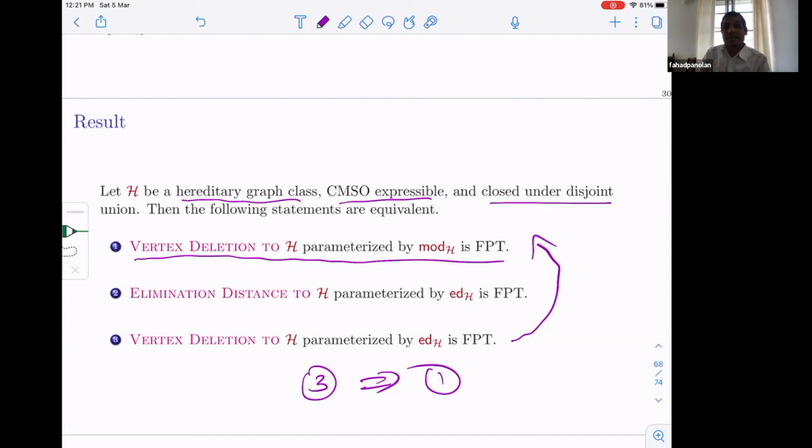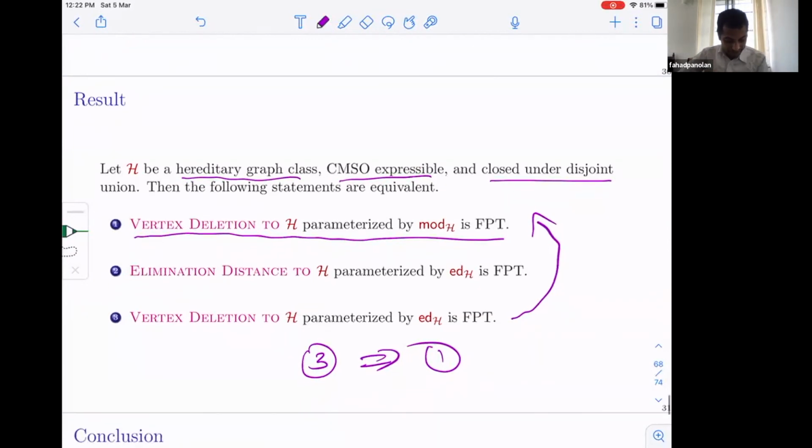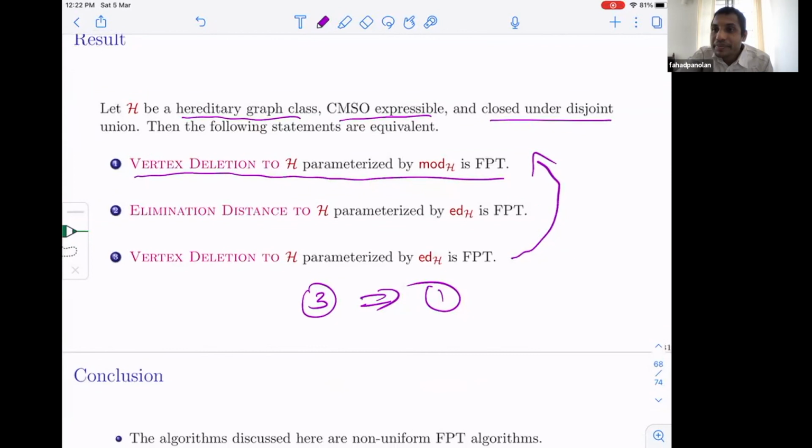So for a lot of various problems, you just need to prove that the plain vertex deletion version parameterized by the deletion set, the modulator, is FPT. And that will give you FPT for all other kinds of parameterizations. So in that sense, it is a very strong result.